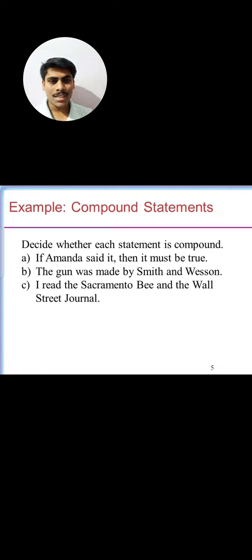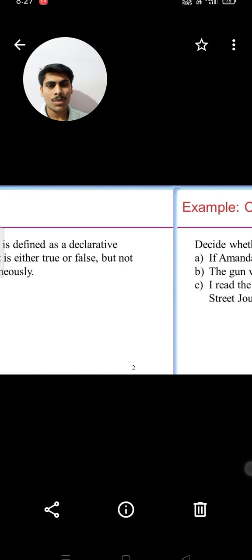Decide whether each statement is compound. If Amand said it, then it must be true. The gun was made by Smith and Wesson. I read the Sacramento Bee and the Wall Street Journal. These are examples of compound statements.